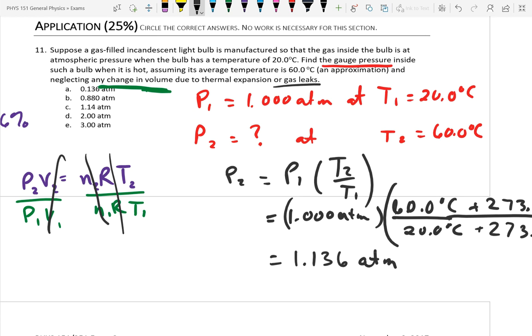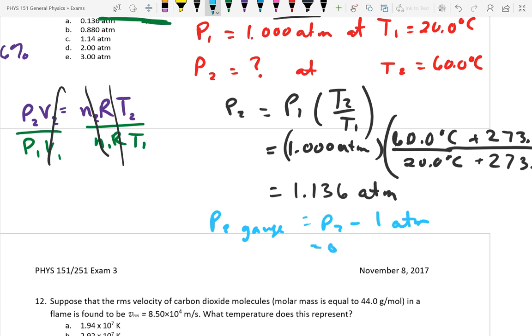And so a lot of people answered 3 atmospheres. A lot of people answered 1.14 atmospheres, but that's not correct either. What's the remaining problem? Gauge pressure. It said gauge pressure. And so pressure gauge is equal to pressure 2 minus 1 atmosphere. I just put 1 for infinite significant digits. Is equal to 0.136 atmospheres.